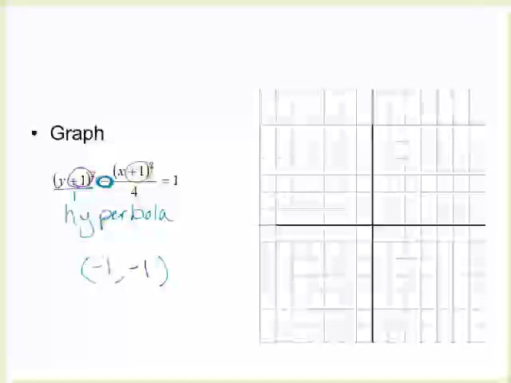H is what's with the x, so x shifts for the x part of the center, and k is with the y, so that shifts for the y part of the center. So make sure that you pay attention that the x makes the x part of the center and the y makes the y part of the center, regardless of the order they come in the equation. So -1, -1 is our center.